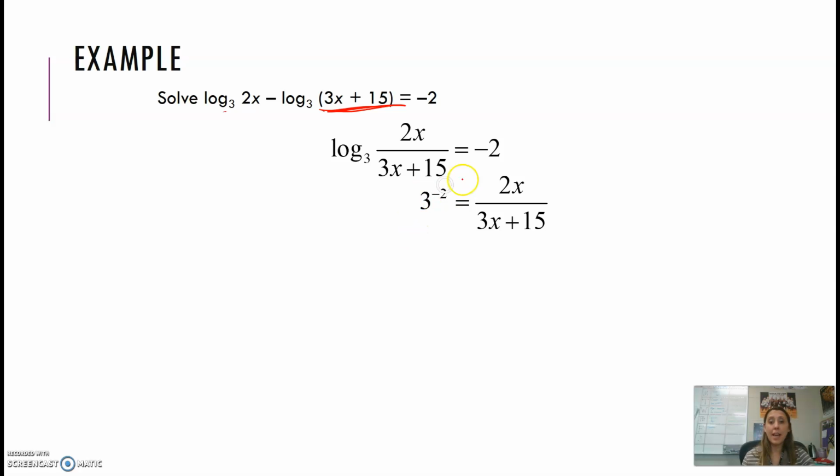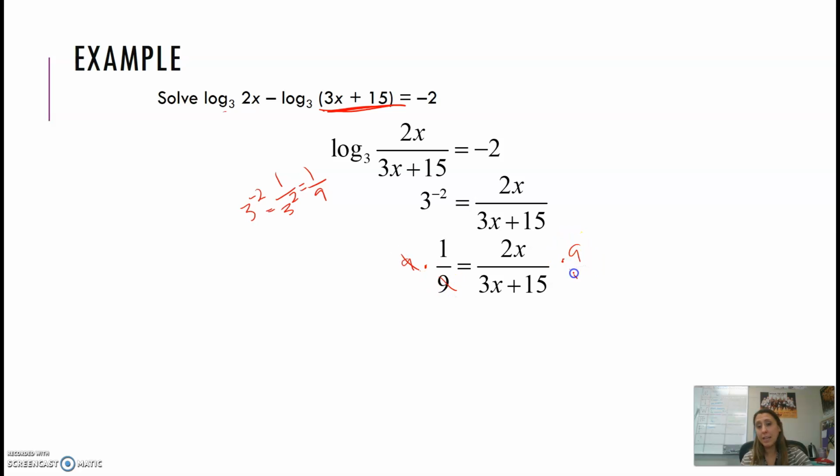Since I know how to evaluate 3 to the negative second power, that is 1 over 3 squared, which is 1 over 9. So then I get 1 over 9 is equal to that. So I can start getting things by themselves. I have an x in both the denominator and the numerator, so I need to get that out. I'm going to multiply both sides by 9, get rid of that one, and multiply this by 9, and that's 9 over 1.